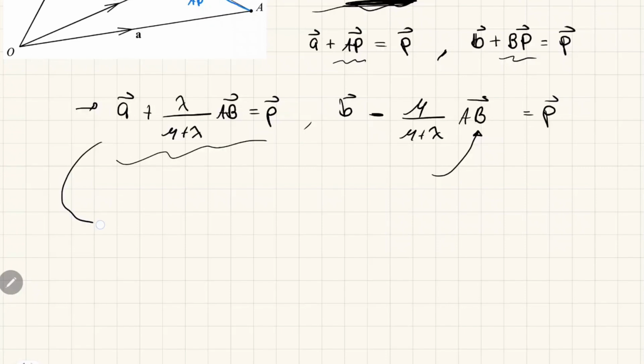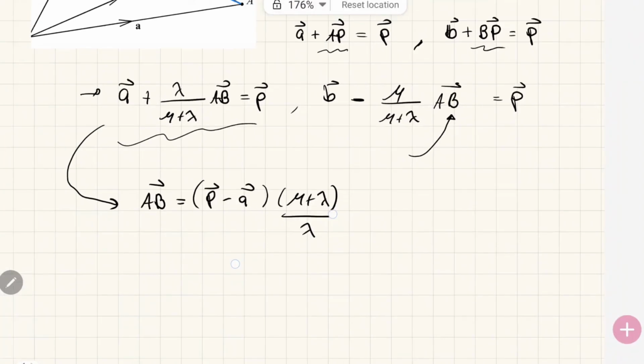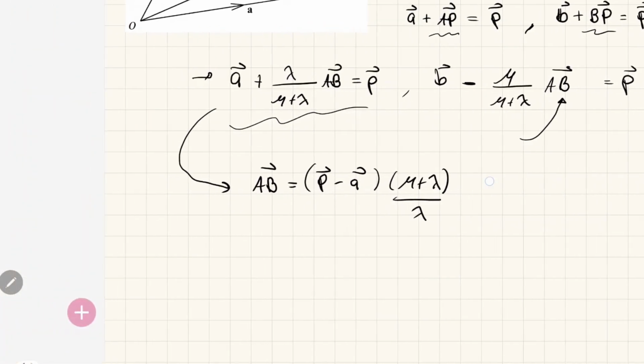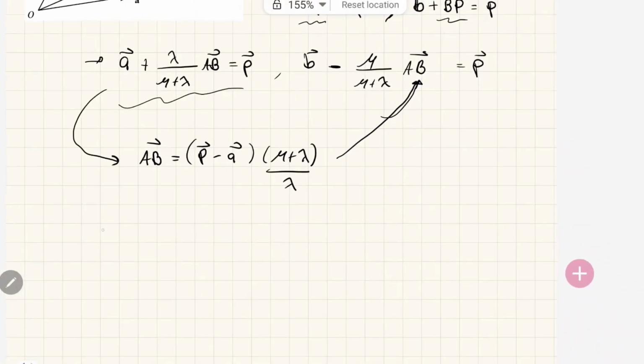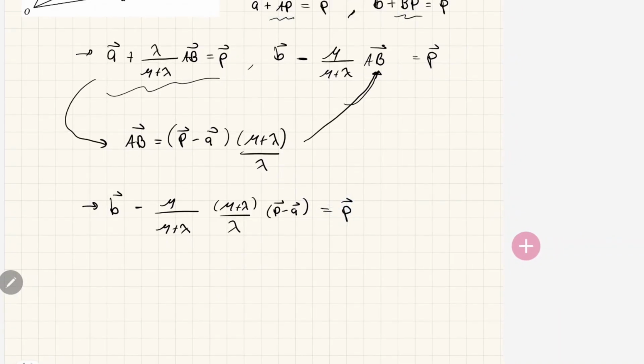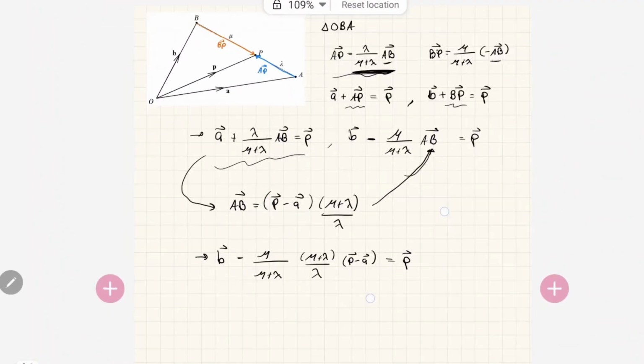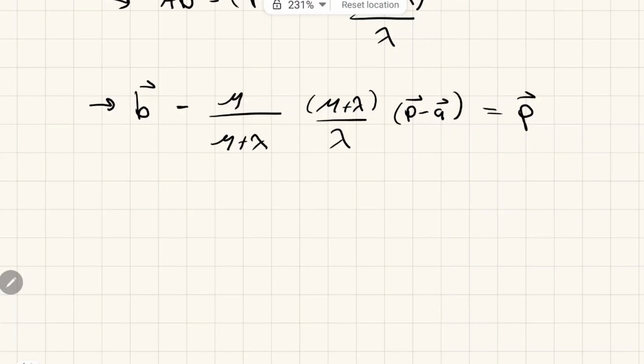From the first equation, we can see that AB is equal to P minus A times mu plus lambda divided by lambda, right? And then this result can be substituted into the second equation to get B minus mu divided by mu plus lambda times mu plus lambda divided by lambda times P minus A equals P. Remember that our goal is to find P, the vector that divides the segment AB. So we need to solve this equation for P.